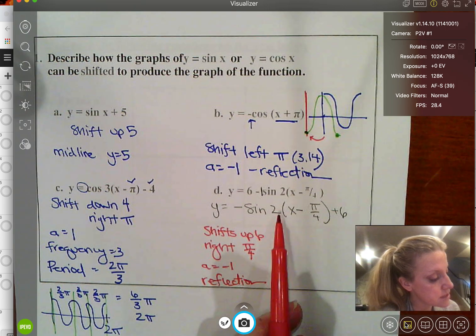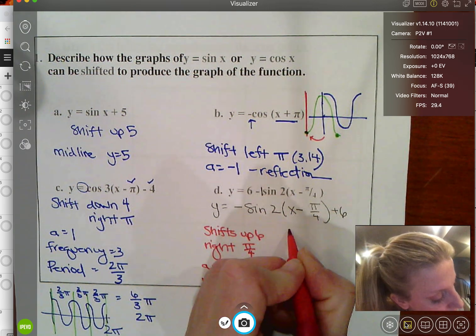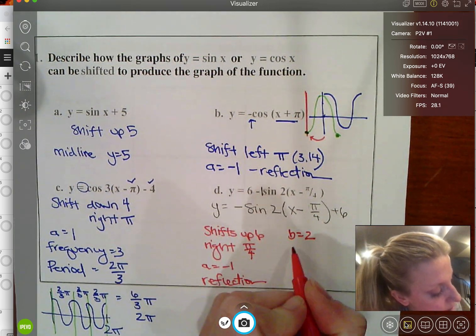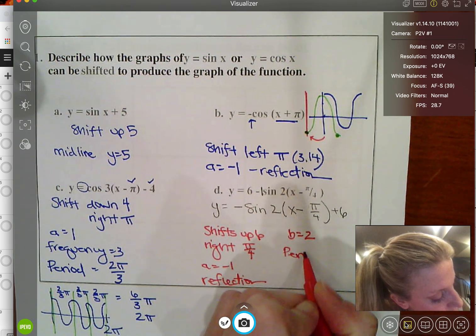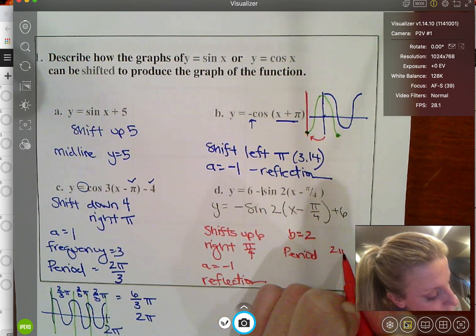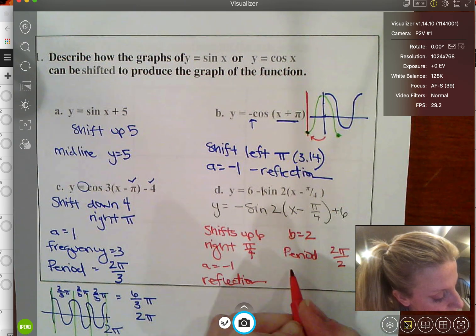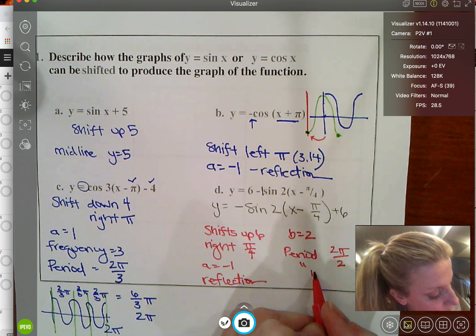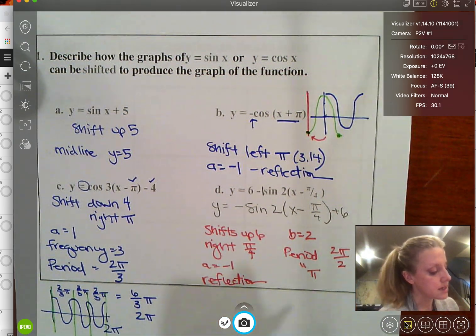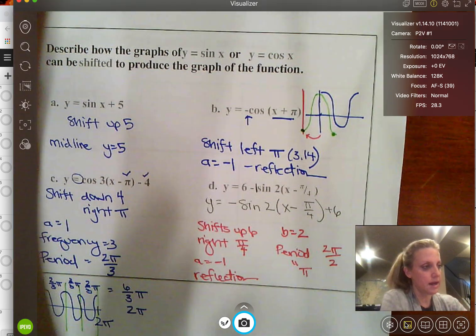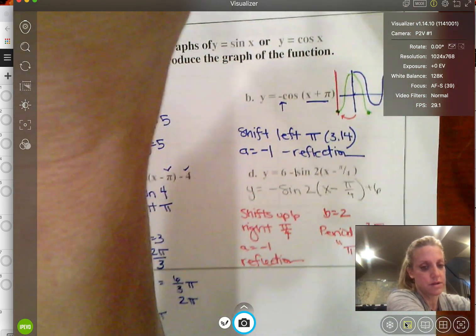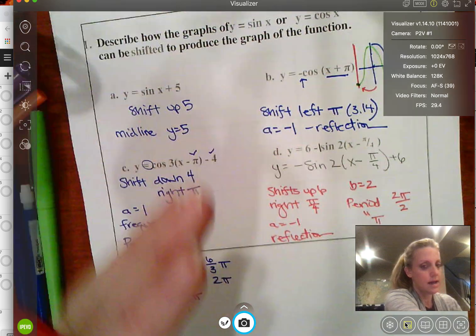And then what are we missing? This 2. We have a frequency of 2. And so that means that the period is 2 pi divided by the frequency. So I have a period of pi. So this sketch is going to be kind of rough. There's a lot going on in this one. I'll see if I can cover everything.